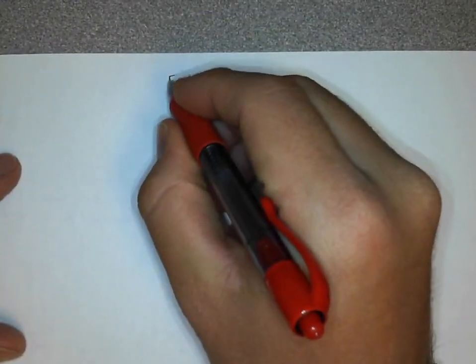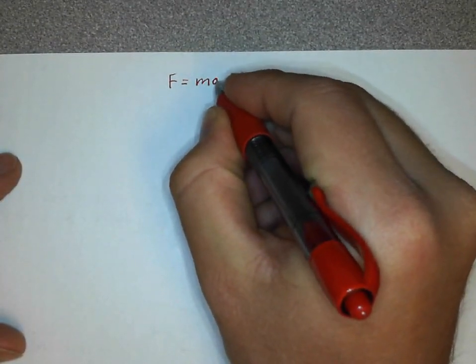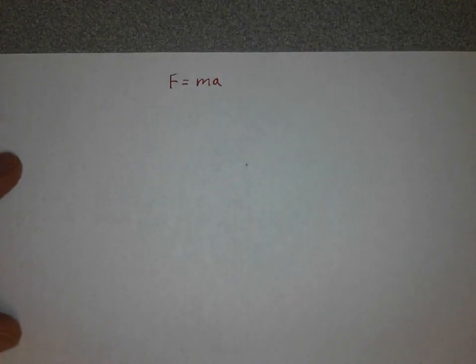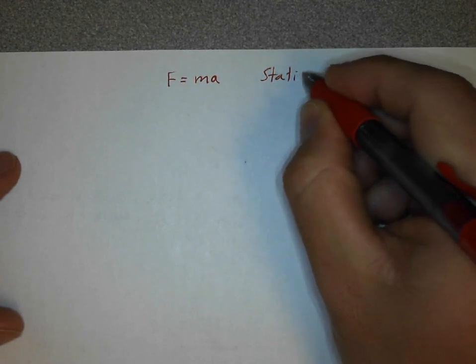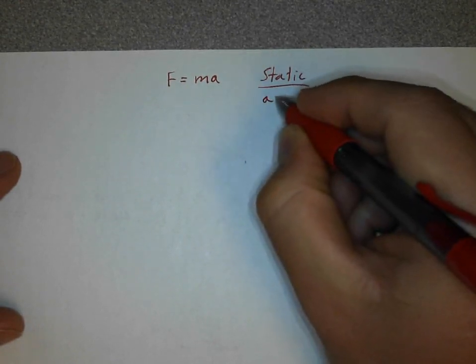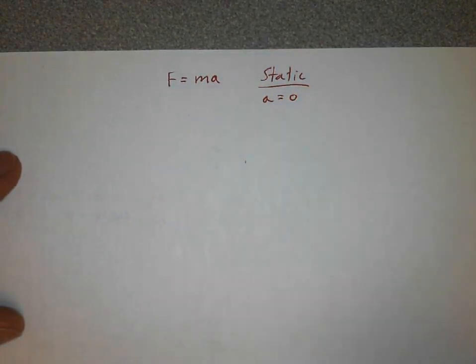Alright, what we're going to do this morning is review some Newton's second law problems, particularly based on static situations. Newton's second law, if we want to remember, is based off of F equals ma. A static problem is when your acceleration is equal to 0.